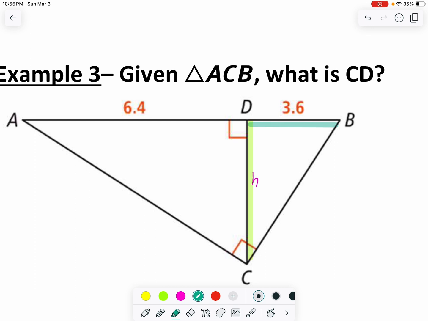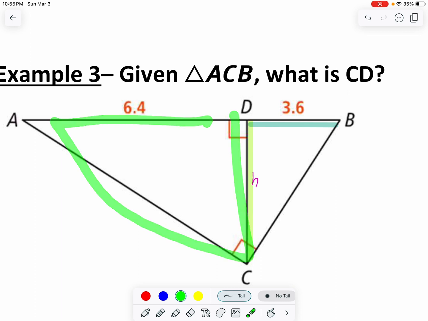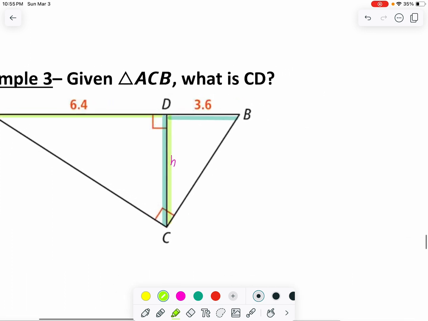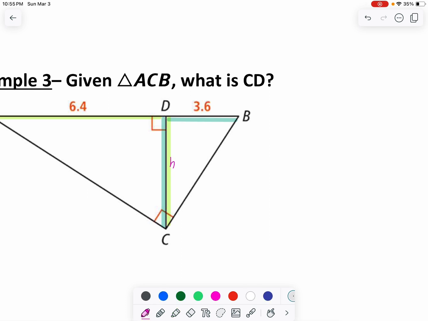Now in my medium triangle, right here, notice how the short leg is H. It's that same one. And then the long leg is right here. So we've got a short leg and a long leg. Let's go ahead and create the ratios that work here. So I'm going to go with my short leg to short leg. That's 3.6. Oh, wrong color. 3.6 to H. That's my two short legs. Okay, and this is my small. This is our medium. Okay, 3.6 to H.